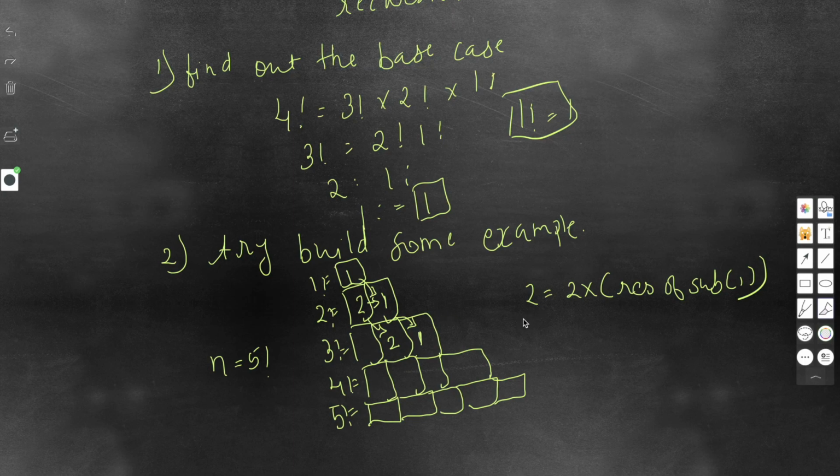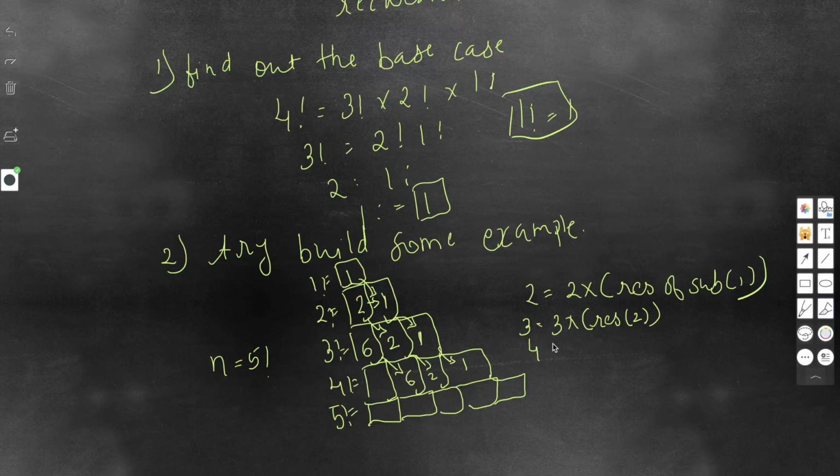For 3, how should I calculate 3 factorial? That is 3 into the result of the sub problem, that is 2. What answer I got for 2 factorial, that is 2. So 3 into 2, that is going to be 6. I have the answer for sub problem 1, that is 1. For 2 I have 2. For 3 the answer is 6.